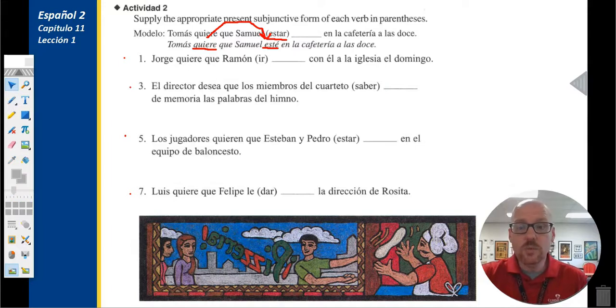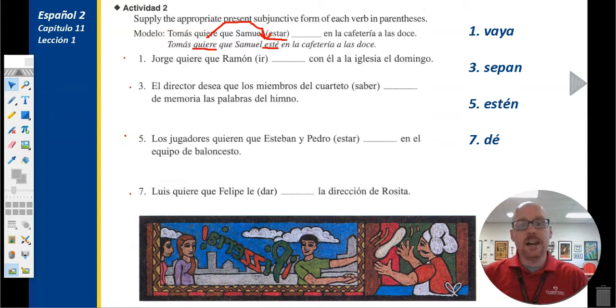for yourselves. Número uno. Jorge quiere que Ramón vaya con él a la iglesia el domingo. Jorge wants Ramón to go with him to church on Sunday. Número 3. El director desea que los miembros del cuarteto sepan de memoria la palabra del himno. The director wants the members of the quartet to know by memory the words of the hymn. Número 5. Los jugadores quieren que Esteban y Pedro estén en el equipo de baloncesto.